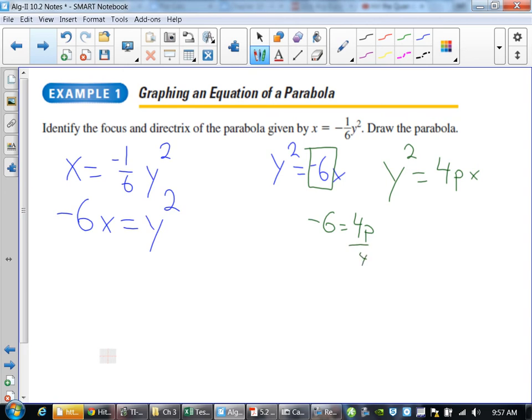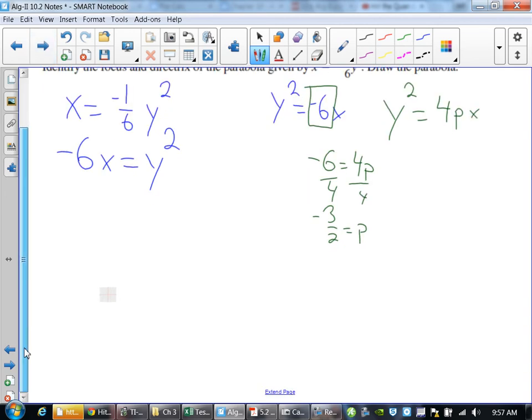Just divide it by 4. So you have negative 3/2. That means my p value is negative 3/2. So here's what you use with that. We know that this is going to be a graph centered at the origin, which means my vertex will be at 0, 0. The p value tells me what direction it's moving. Since it's a y squared, that means it's opening to the left because it's negative.